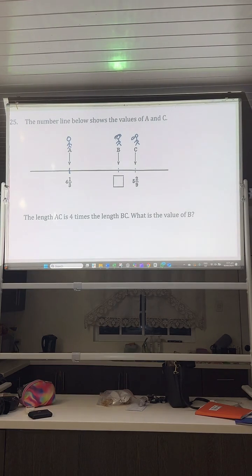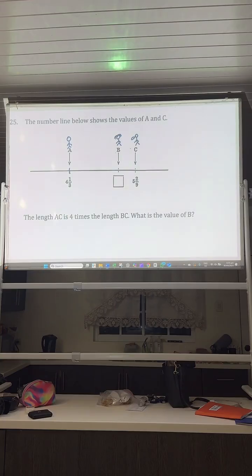I want to know the distance. They are telling us that AC is 4 times BC, right? So the distance from A to C is 4 times the distance from B to C. That can tell you 2 things actually. It can tell you that the distance from A to B is 3/4 and the distance from B to C is 1/4, right?